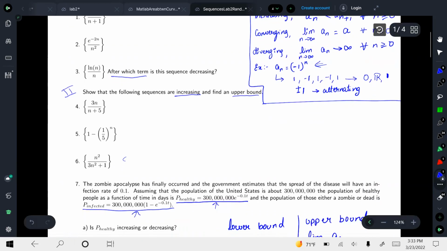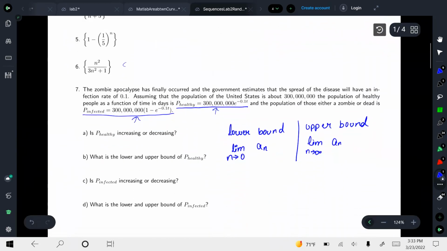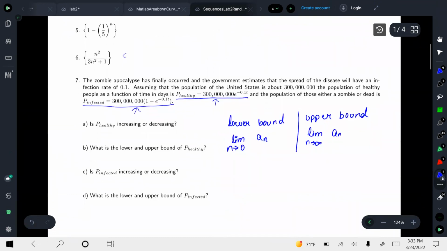Now, coming to problem 7. Problem 7 is similar to the above problems. The only difference is here you have two different sequences, and you need to find the lower bound and upper bound for each of the sequences. Just follow the questions given in the problem.